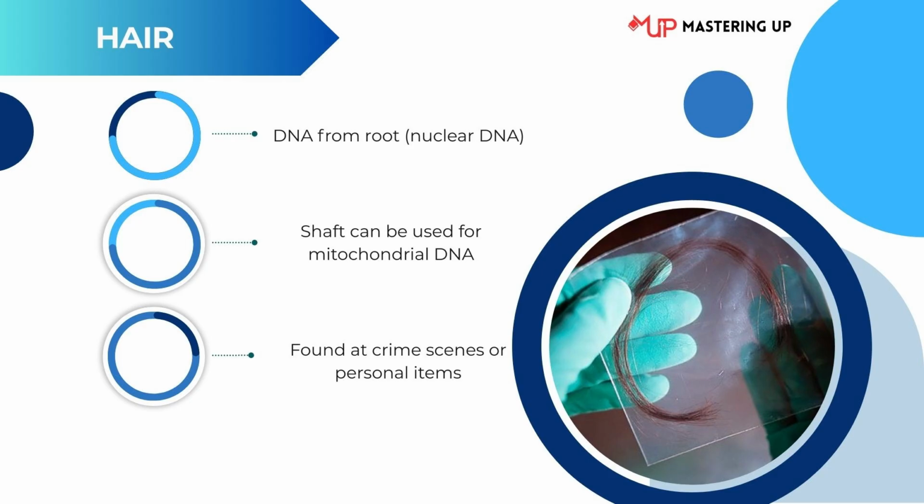Hair is often found at crime scenes or on personal belongings like clothing, brushes, pillows, or furniture. It can be shed naturally or pulled out during a struggle, making it a common piece of trace evidence. Although it may not always provide a full DNA profile, hair can still help forensic experts link a person to a location or victim, especially when other evidence is limited. That's why careful collection and analysis of hair samples can play a crucial role in both current and cold cases.